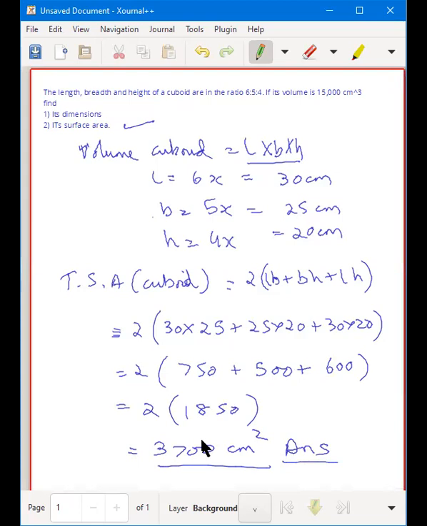Did everyone, all of you get this answer? Yes, Amita, that was correct. 3,700 centimeters squared. Aryan got it? Yes, sir. Okay.